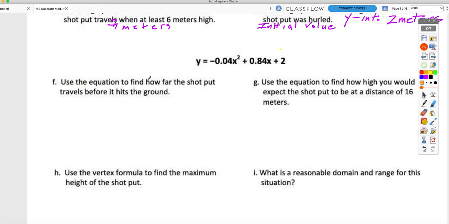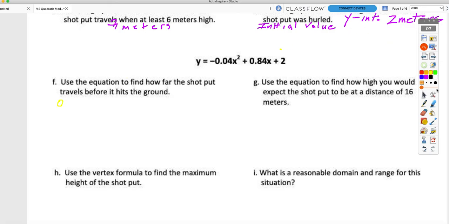Use the equation to find how far the shot put travels before it hits the ground. All right, so we said that y was height. We said that x was distance. So how far it travels is going to be an x value. Okay, so we are looking for this. That's going to be an x-intercept. So that says that I am going to have 0.